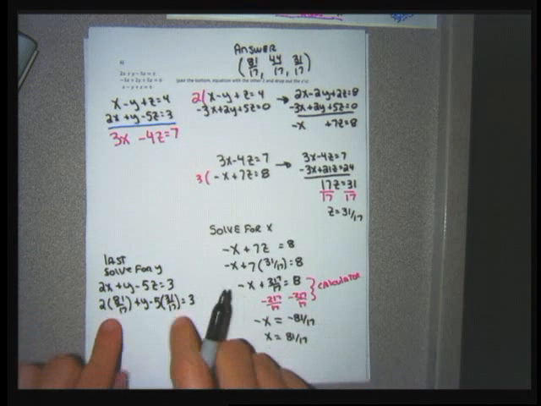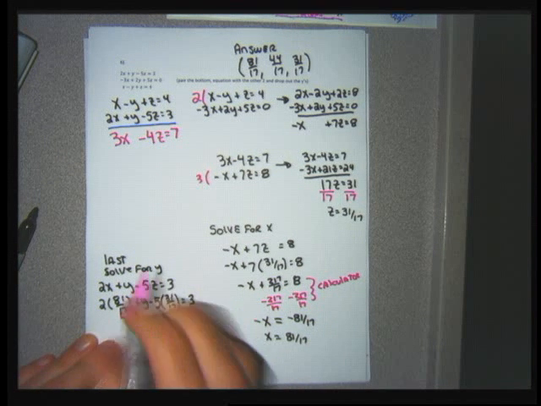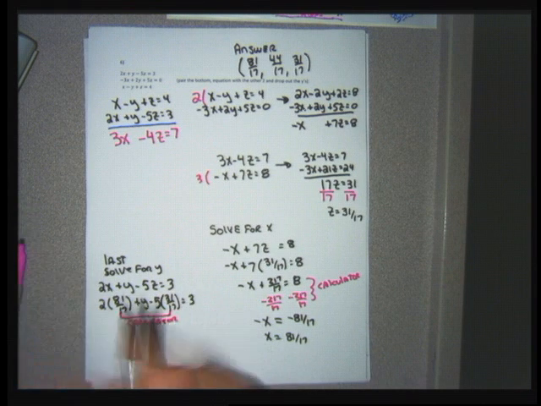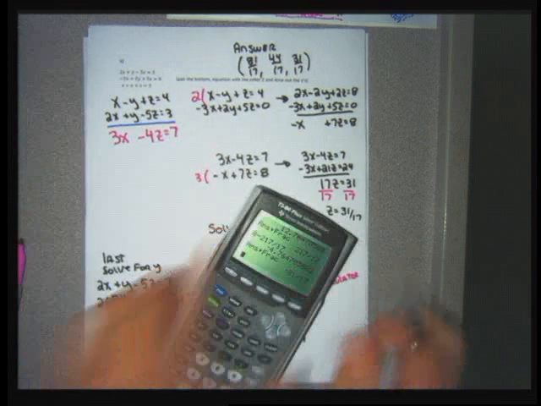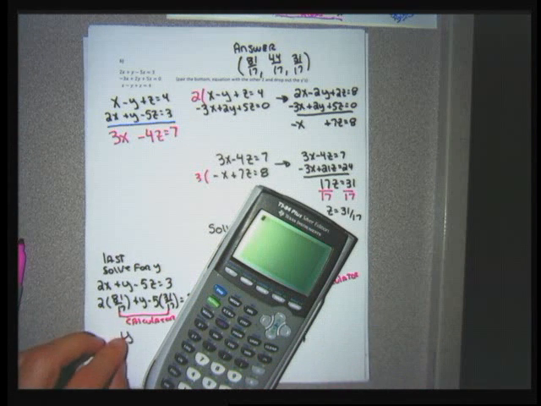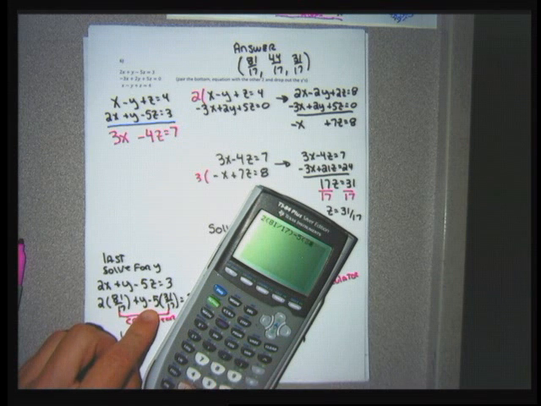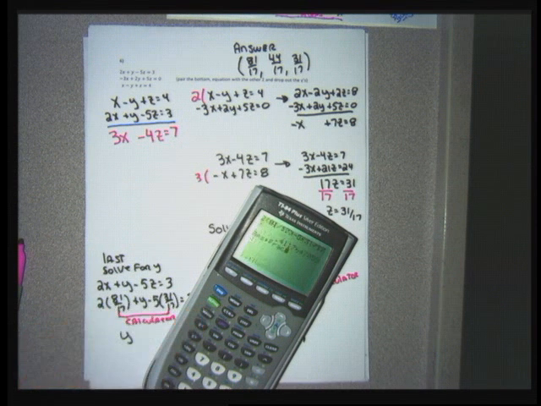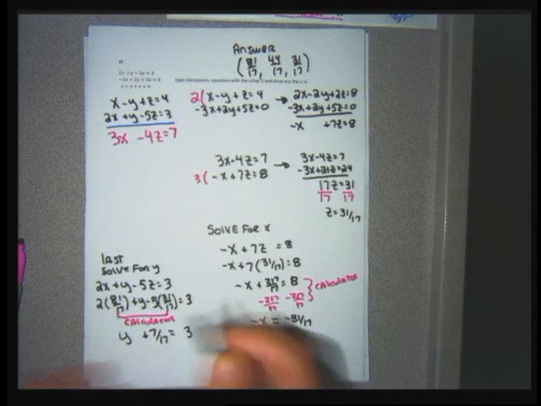Now I'm going to simplify the left-hand side using my calculator. For this stuff, I'm doing it in one step on my calculator. It's going to give me y, and then I'll have some number after it. I'll find out quickly by going 2 parentheses 81 divided by 17 minus 5 parentheses 31 divided by 17. That's just doing the multiplications. So that's going to give me plus 7 over 17. So my calculator gives me y plus 7 over 17 equals 3.